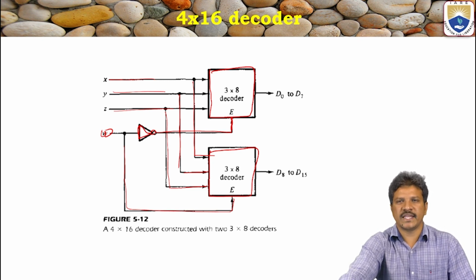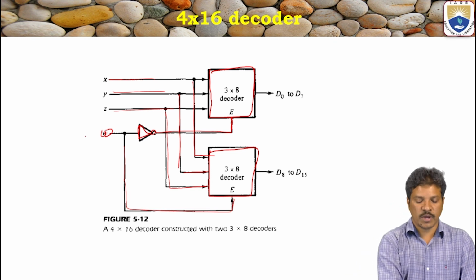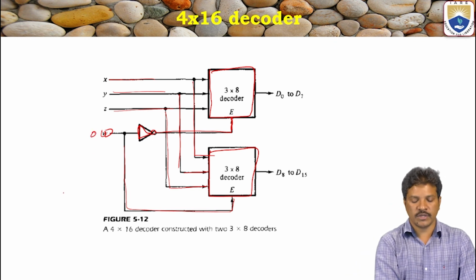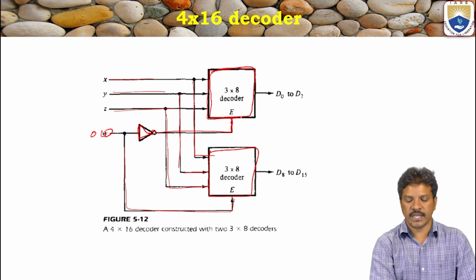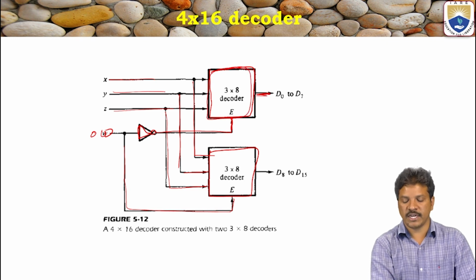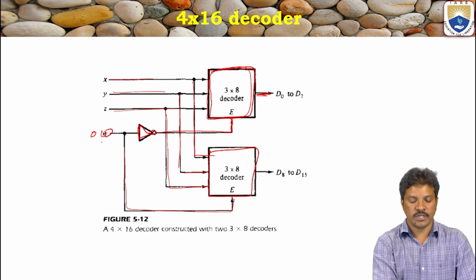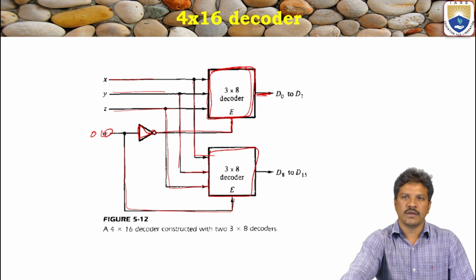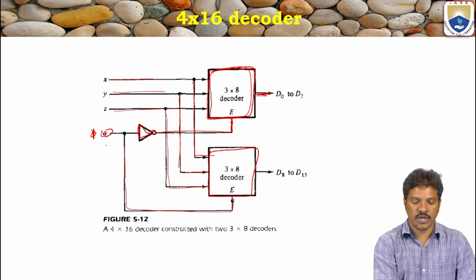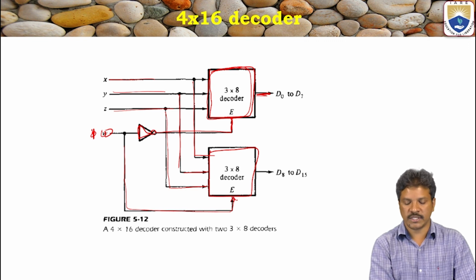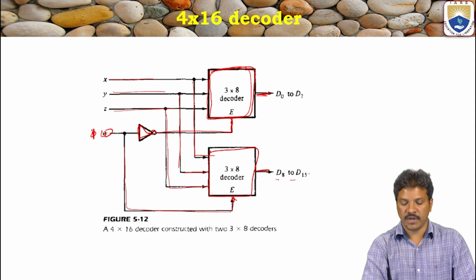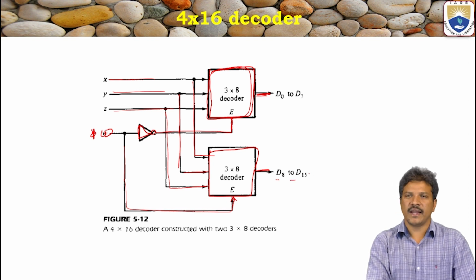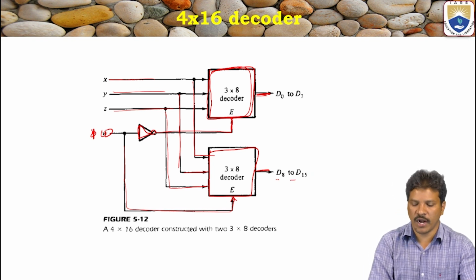Based on that, when W is equal to 0, this 3 to 8 decoder is active and its corresponding outputs D0 to D7 are generated. When W is 1, for the higher order combinations of input in the truth table, that 1 is connected to enable this other decoder and generate D8 to D15. This way we can create a higher order decoder with the help of lower order decoders.